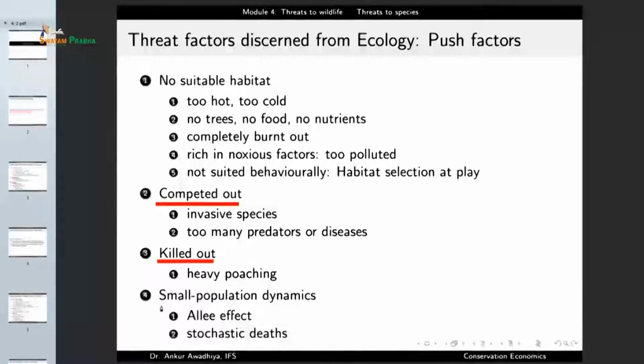Then we also have other push factors in the form of small population dynamics. Now, small population dynamics act when the population has already become very small. And these include things such as Allee effect or stochastic demographics. Now, Allee effect is an effect that occurs when the population size has gone down. Now, in the case of a number of species, the size of the population plays a very important role in how efficient this population and the individuals of the population are.